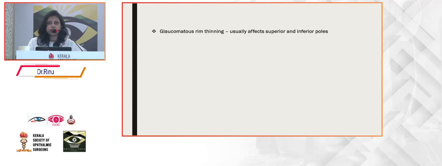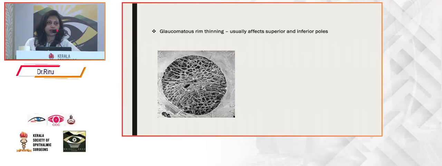So we all know that the glaucomatous rim thinning usually affects the superior and inferior poles. We do not come across a nasal or temporal notch. So why is it so? The answer lies in the lamina cribrosa.